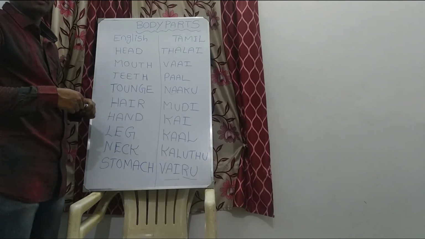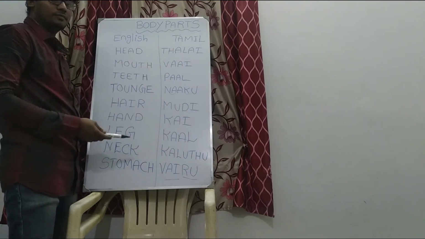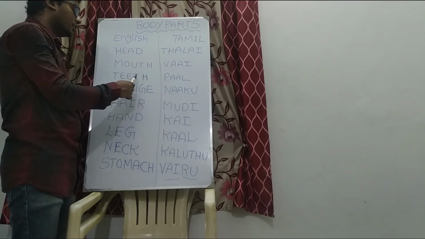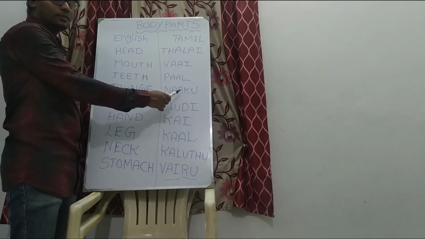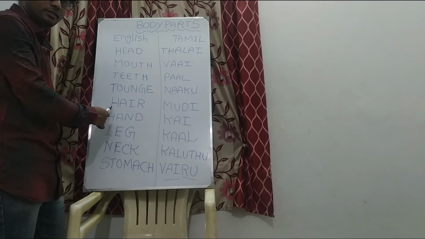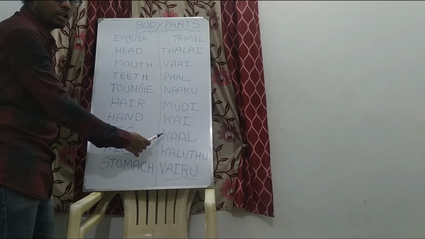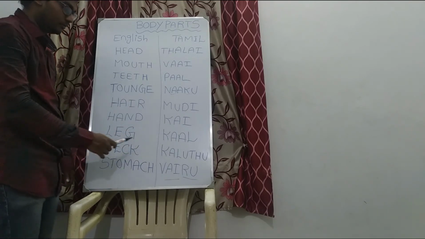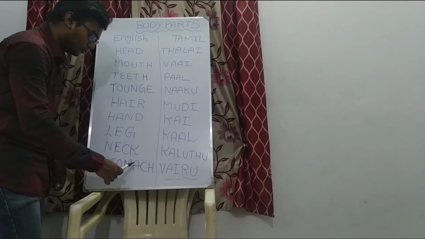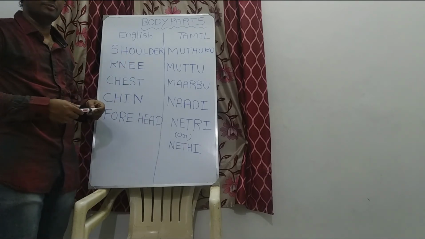So let's pronounce from the beginning. Thalai, head. Vai, mouth. Pal, teeth. Naku, tongue. Mudi, hair. Kai, hand. Kaal, leg. Kaluthu, neck. Vairu, stomach.